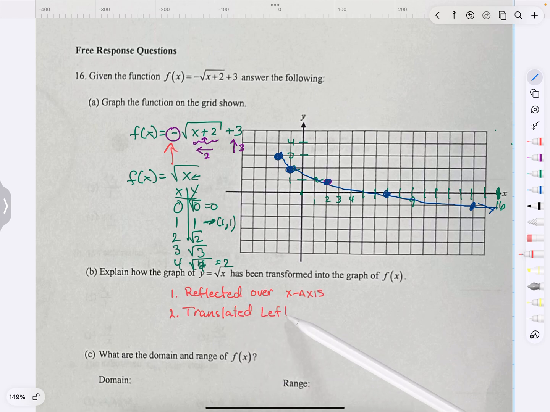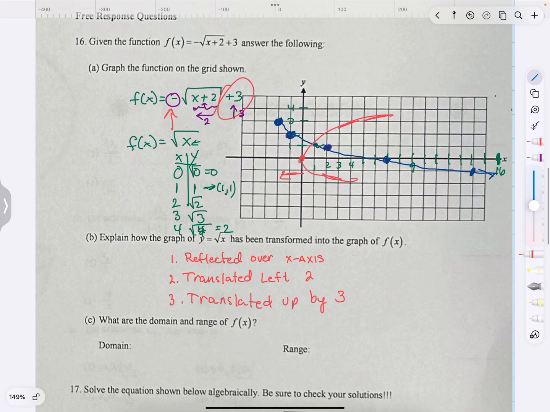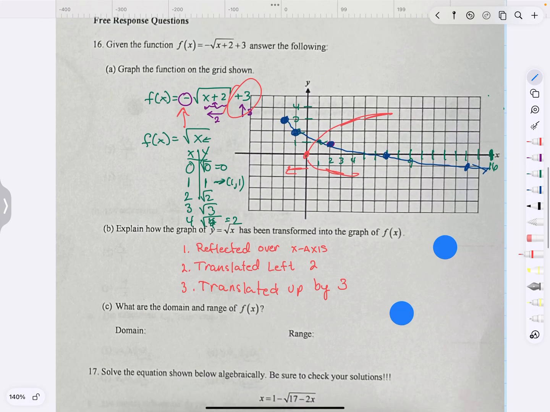We had to slide it left by 2, right? So here's the original that goes up like this. It was flipped upside down, then it was slid left by 2. And it was translated up by 3. That was the 3 on the outside right there.